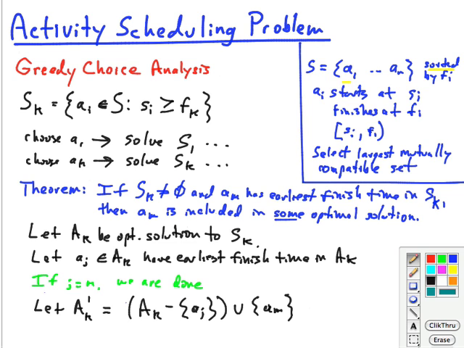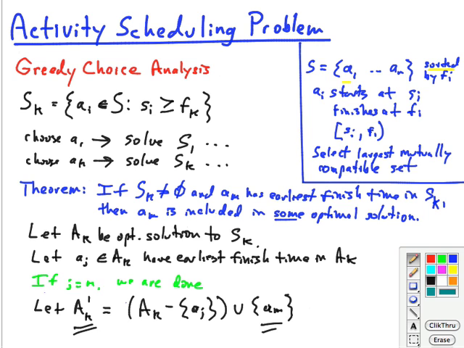And also, the size of the two sets are the same. We took one out, we put one in, so the cost or value of the solutions are the same. So therefore, this must also be an optimal solution to S sub k that includes now A sub m.